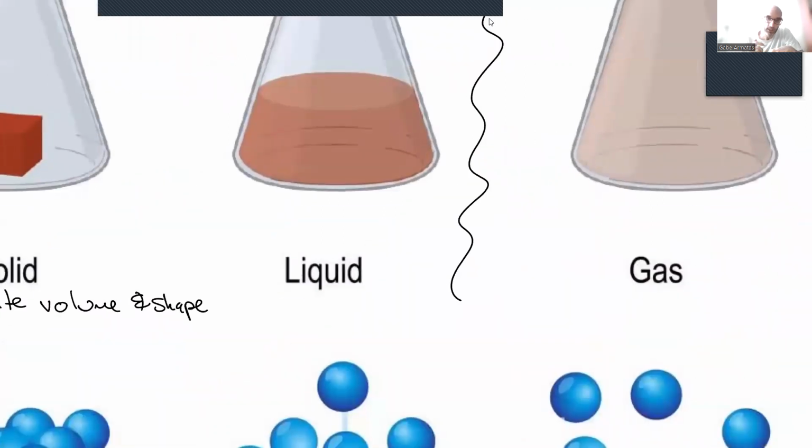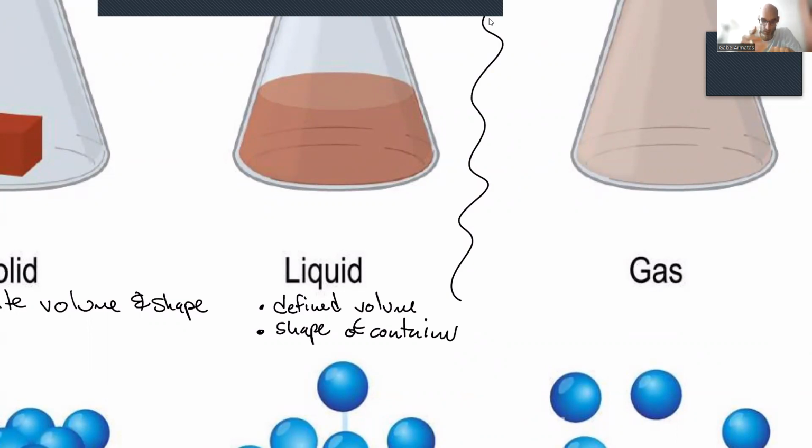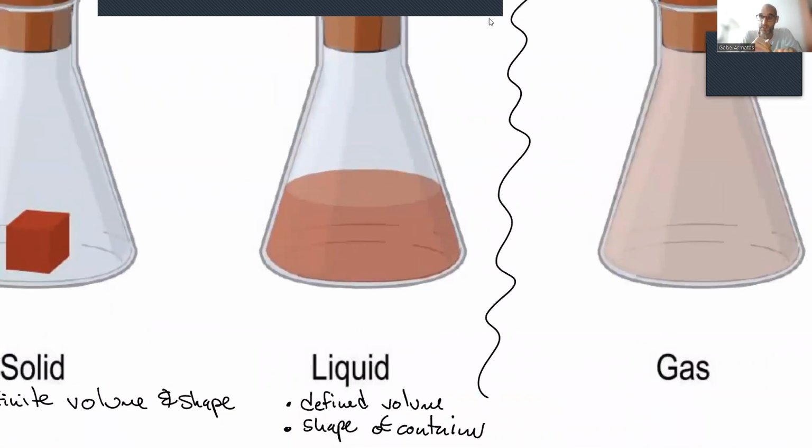Next up, we have a liquid. A liquid does have a defined volume, because we have measured them in lab, right? You have measured milliliters and those types of things. So it does have a defined volume. But the shape, on the other hand, takes the shape of its container. You'll notice this liquid here in this flask has settled to the bottom. If we put it in a Petri dish or a graduated cylinder, a really tall thing, it would take the shape of whatever container it's in.